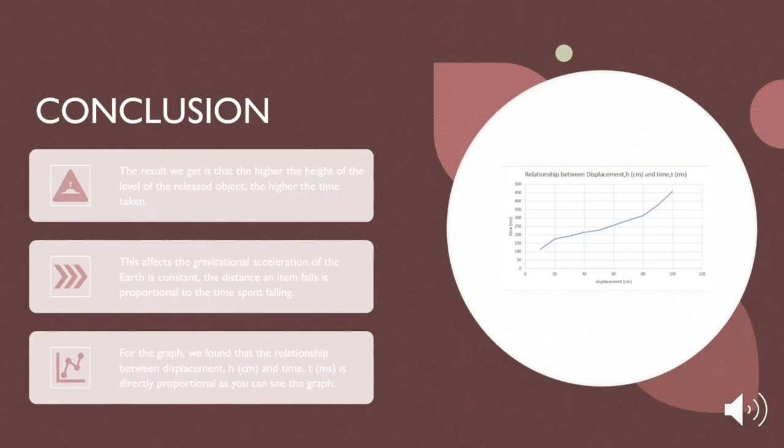I am going to explain about the conclusion. The result we get is that the higher the height of the level of the released object, the higher the time taken. This affects the gravitational acceleration of the Earth, which is constant. The distance an item falls is proportional to the time spent falling. For the graph, we found that the relationship between displacement and time is directly proportional, as you can see in the graph.